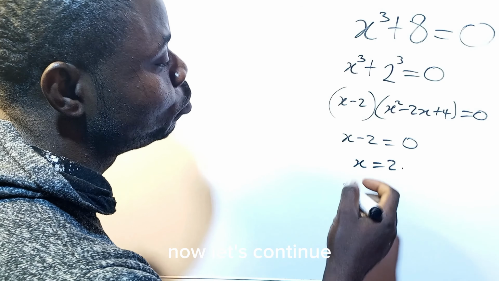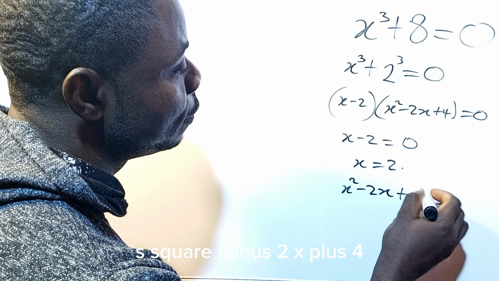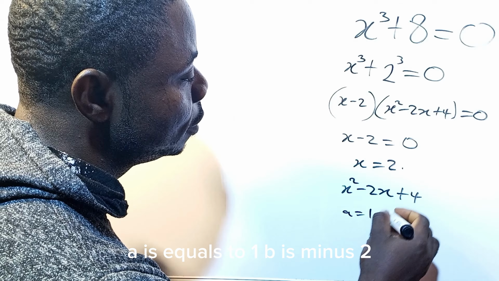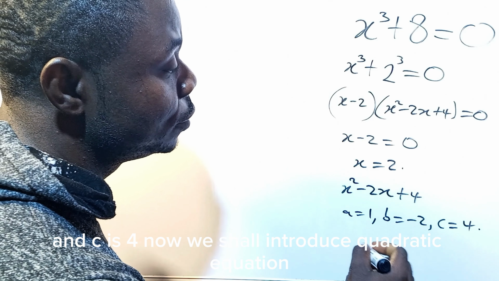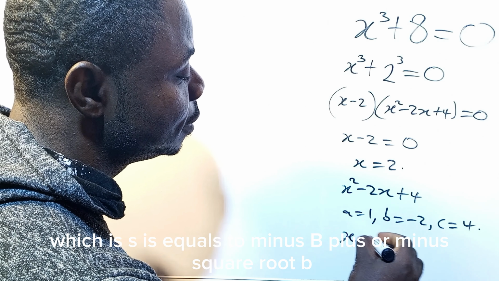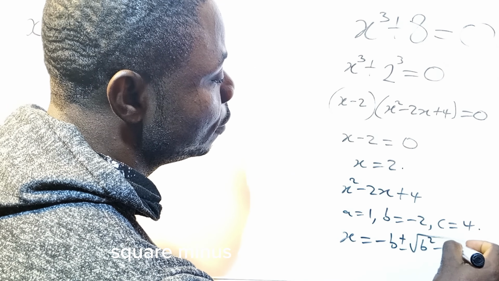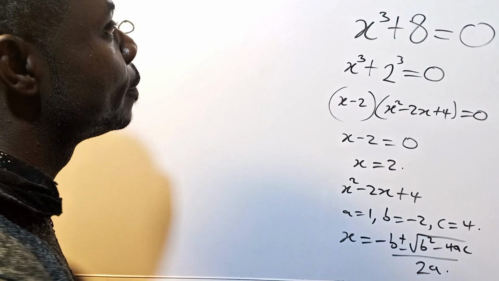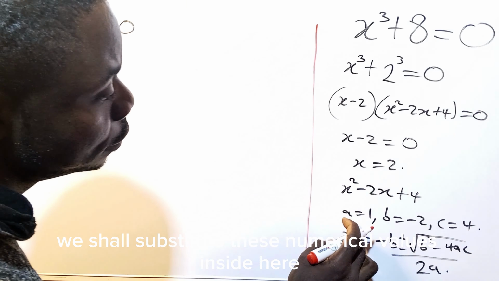Now let's continue. S squared minus 2S plus 4. Now we have the numerical values here. A is equal to 1, B is minus 2, and C is 4. Now we shall introduce the quadratic formula, which is S is equal to minus B plus or minus square root of B squared minus 4AC all over 2A. Now we shall substitute these numerical values inside here.